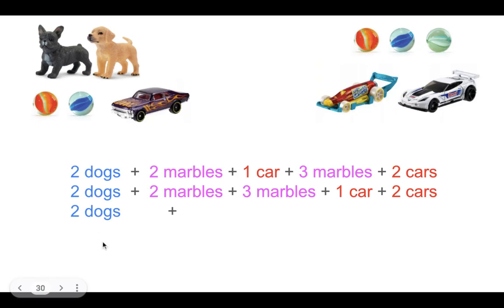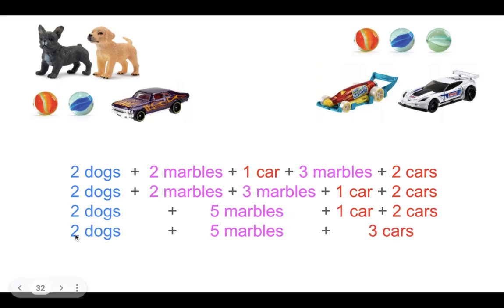I have my 2 dogs, but I notice that I have 2 marbles and 3 marbles, and they're the same thing, marbles. So I have a total of 2 plus 3, which is 5 marbles. And then I have my car on the left side and my 2 cars on the right side. So I have my 2 dogs, my 5 marbles, and now my 1 car plus my 2 cars are 3 cars. Now we're going to use our variables.